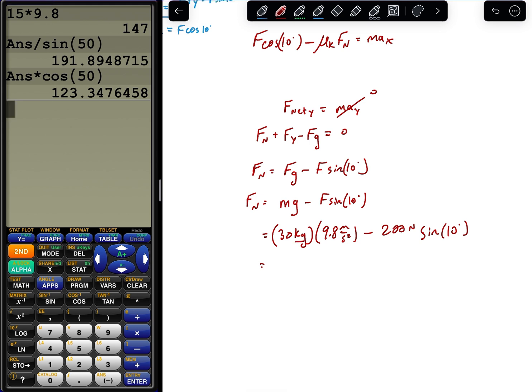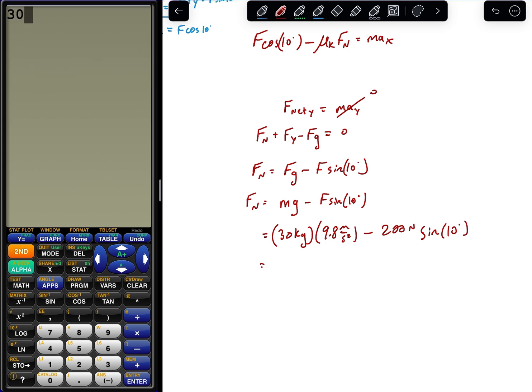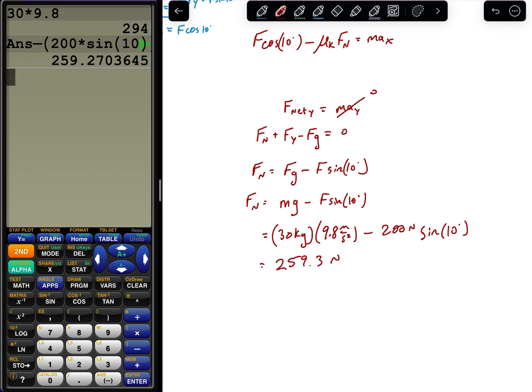And we have kilograms and meters per second squared, which are going to multiply to be newtons. And then we have newtons times the sine of an angle, which is unitless, so it's going to be just newtons. So yeah, we could totally subtract these two. We'll do 30 times 9.8, and to that, we're going to minus 200 times the sine of 10. We get 259.3 newtons. That is our normal force.